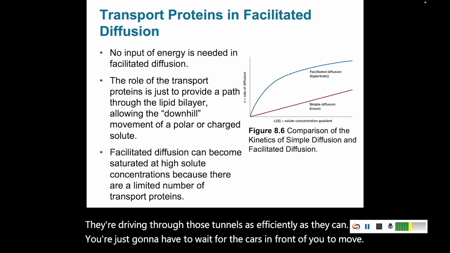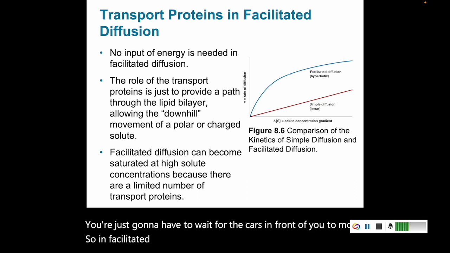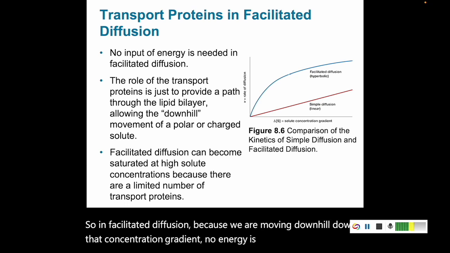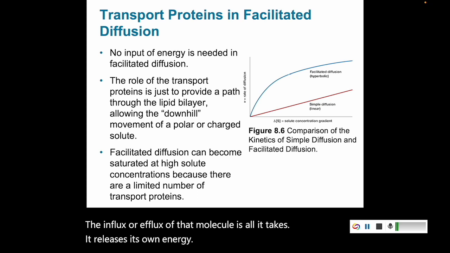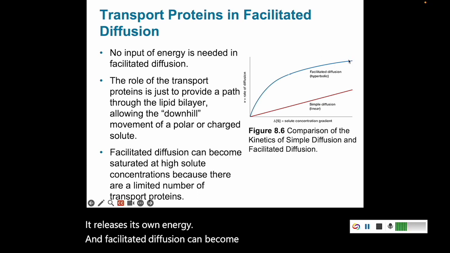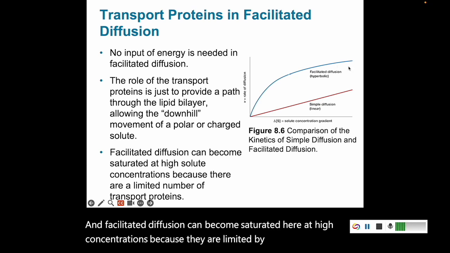So in facilitated diffusion, because we are moving downhill, down that concentration gradient, no energy is needed. The influx or efflux of that molecule is all it takes. It releases its own energy. And facilitated diffusion can become saturated at high concentrations because they're limited by the number of transport proteins available.